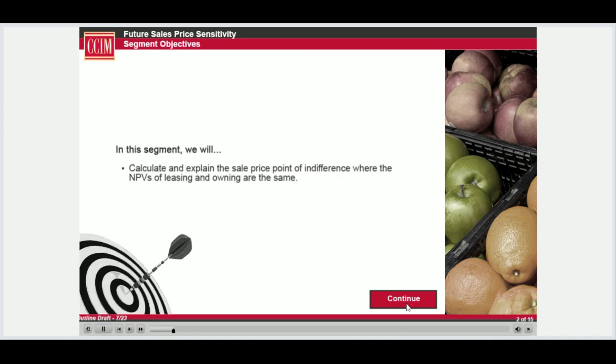We will introduce a sensitivity to this. This method helps calculate and explain that future sales price in the purchase alternative that would cause the NPVs of both the purchase and lease alternatives to be the same.